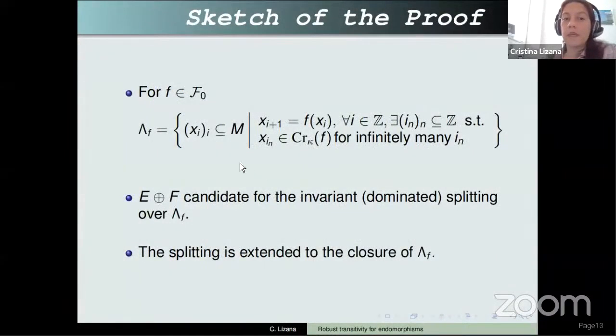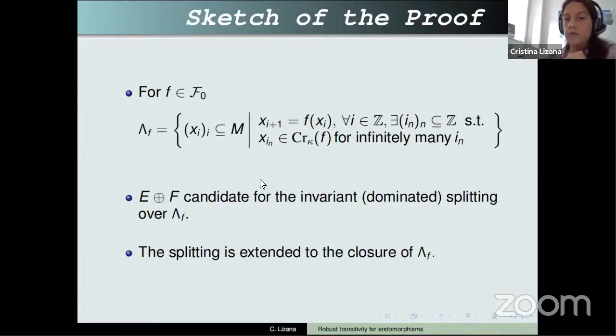So now, for every map in this set F naught, we define this lambda F set, where basically you are choosing full orbits, where there are infinite points in this orbit that enter in the critical set for the past and the future time. So this set is intersecting the critical set. It's what I was saying at the beginning. So now we are using strongly the existence of the critical points, and they are our best friend now. They are going to allow us to construct the candidate for splitting for this set.